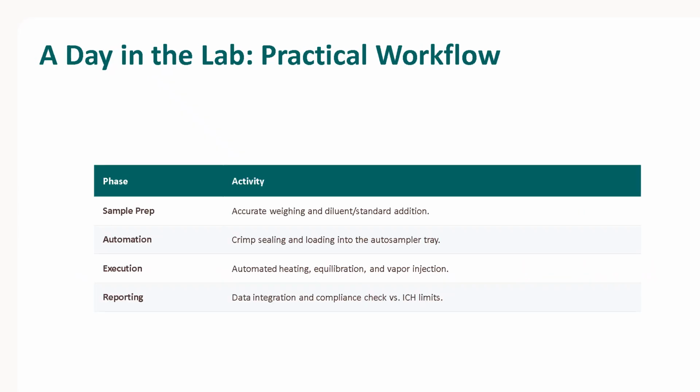Picture a typical day in the lab. During sample preparation, you weigh accurately and add your diluent or internal standard. Then comes automation, sealing the vials and loading them into the autosampler tray. The system takes over, heating, equilibrating, and injecting automatically. Finally, reporting. You integrate the peaks and compare results against ICH limits. So instead of constant manual handling, the process becomes efficient and standardized, exactly what QA needs for consistent batch release.